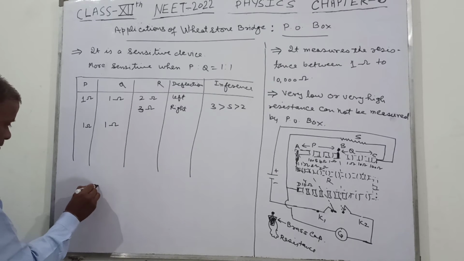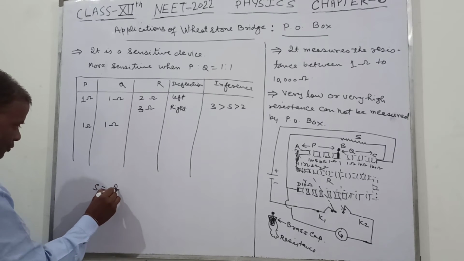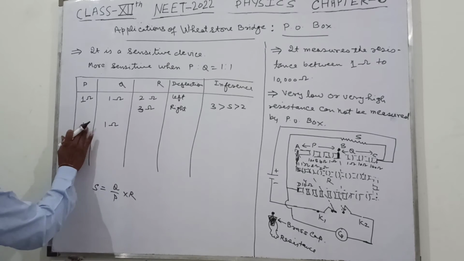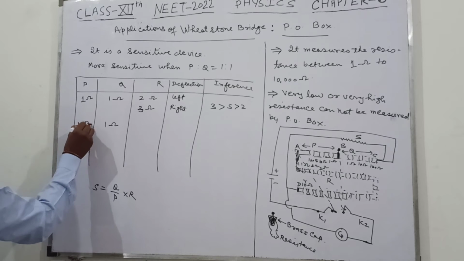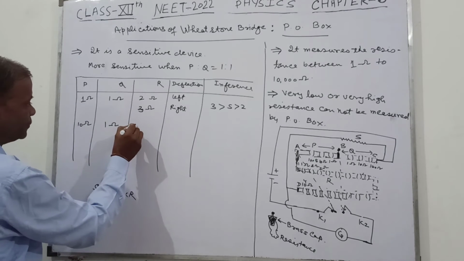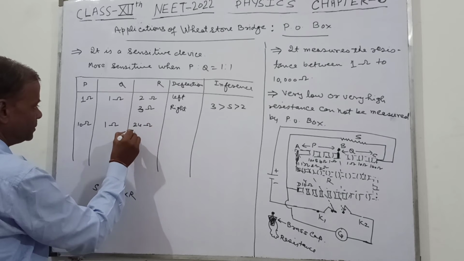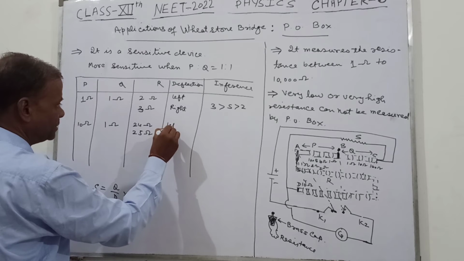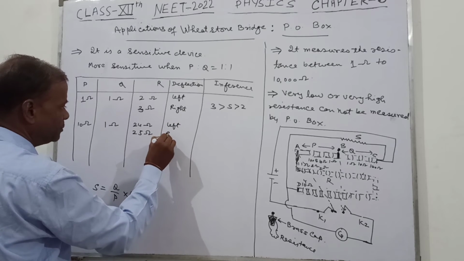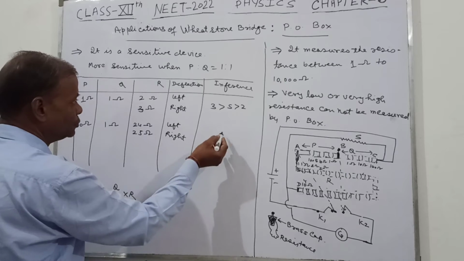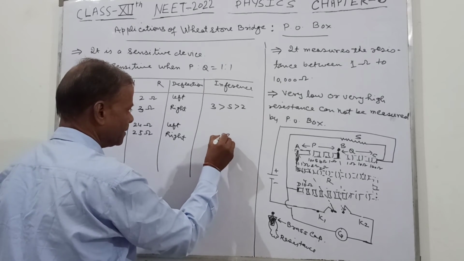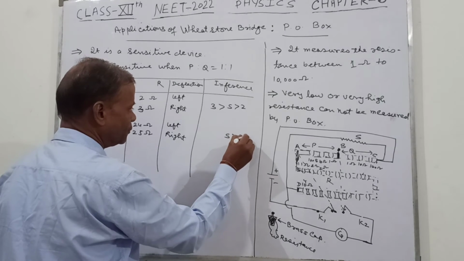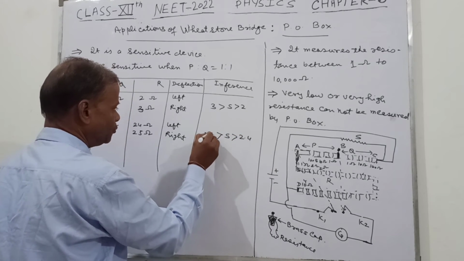So we use S equal to Q upon P into R. So Q is given 1 ohm, P is now suppose given 10 ohm. Suppose this is now 24, this is now 25. Here we are getting deflection towards left and deflection towards right. So this S is how much? S is greater than 2.4 and less than 2.5.